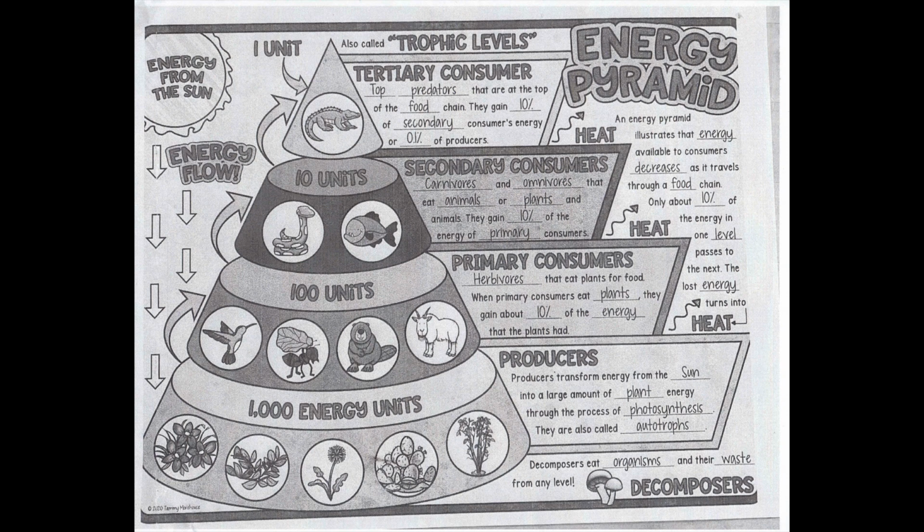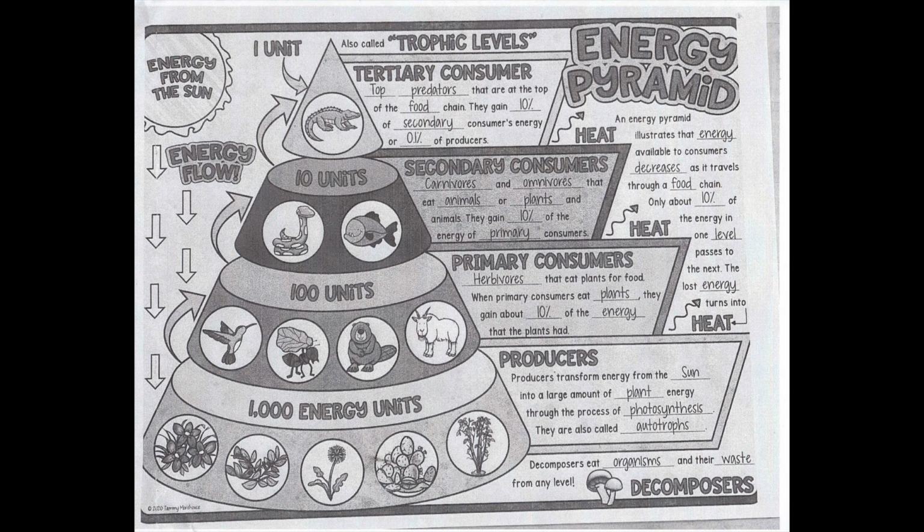Secondary consumers receive about 10% of the energy from the primary consumers. Some energy is also lost in heat. Tertiary consumers receive about 10% of the energy from the secondary consumers. So as energy passes from one trophic level to another trophic level, about 10% of the energy is consumed and the rest is lost in the form of heat.